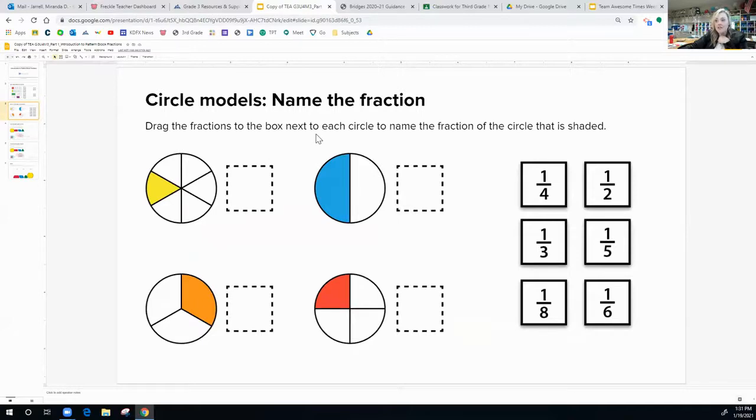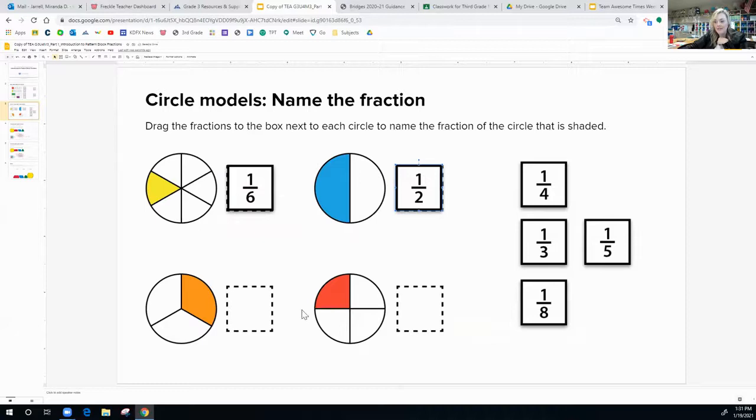Drag the fractions to the box next to each circle to name the fraction of the circle that is shaded. 1 out of 6, 1/6. 1 out of 2, 1/2. Here we have 1 out of 3. The numerator is the part that's colored. The denominator is all the parts in the whole, 1/3. And here we have 1 out of 4, or 1/4.